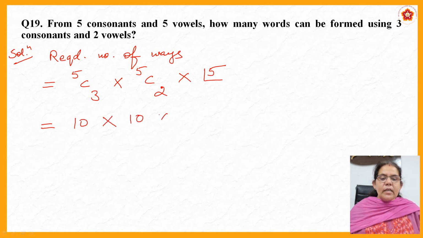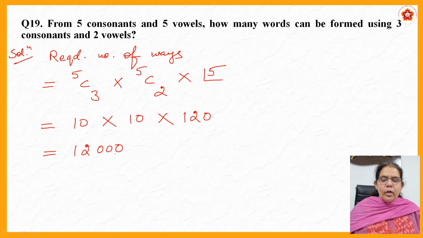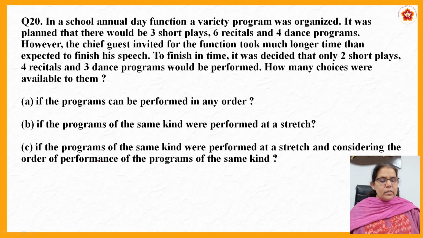Simplify it. Here we will get 10. 5C2 is also 10, and factorial 5 is 5 into 4 into 3 into 2 into 1, which comes out to be 120. So if you see, our answer is 12,000 ways.